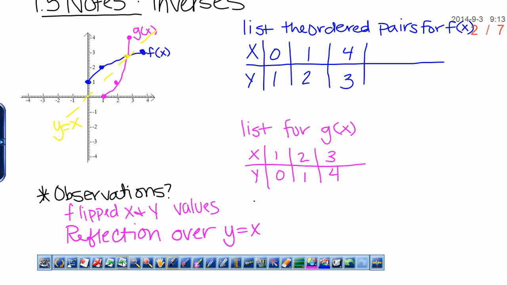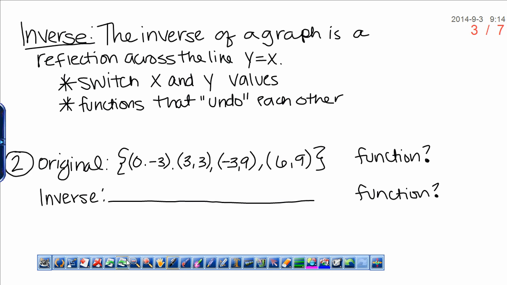Okay, so as you can imagine, f of x and g of x are inverses. Okay, the inverse of a graph is always a reflection across the line y equals x. You would always switch your x and your y values. And you can call them functions that undo each other. And we'll talk about that tomorrow.